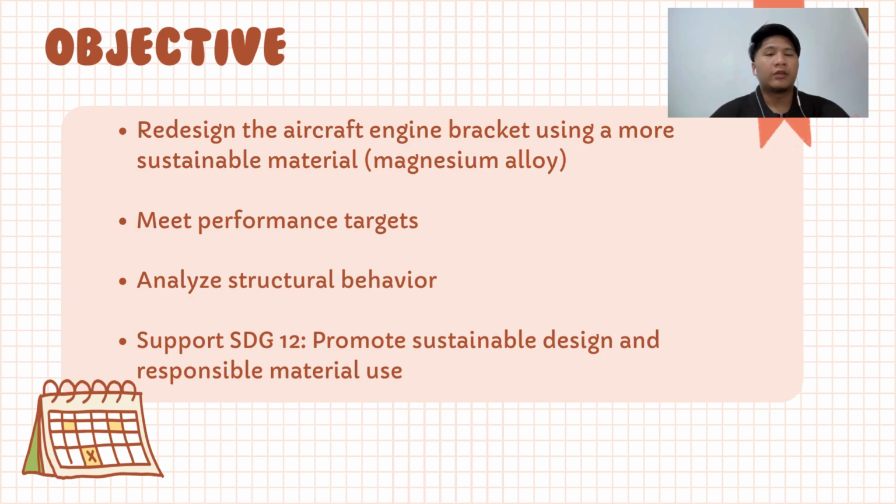So the objective is, first, we need to redesign the aircraft engine bracket using more sustainable materials, so we use a magnesium alloy. Secondly, we need to meet the performance target. Thirdly, we need to analyze structural behaviors such as total deformation, maximum equivalent von Mises stress, and also factor of safety. And finally, we need to design to support SDG 12, which is to promote sustainable design and responsible material use.